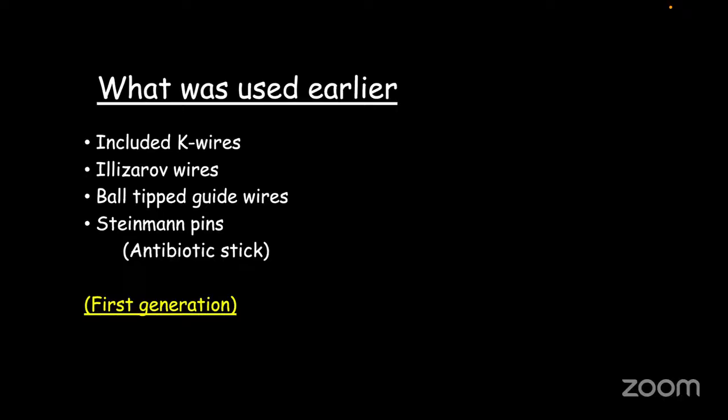What was used earlier instead of a cement rod were K wires or cerclage wires around which beads were made and then implanted. Also, Ilizarov wires were used, or ball tip guide wires were used, or Steinmann pins, which were called antibiotic sticks, were used earlier. And these were the first generation antibiotic implants which were used.